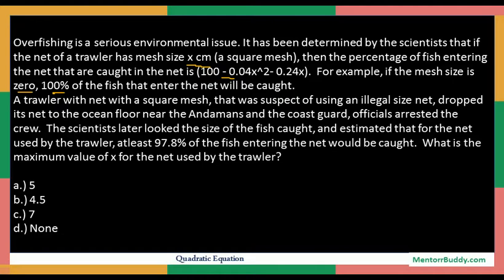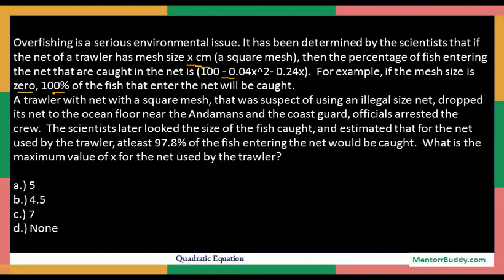A trawler with a net with a square mesh, suspected of using an illegal size net, dropped its net into the ocean floor near the Andaman, and the Coast Guard officials arrested the crew. The scientists later looked at the size of the fish caught and estimated that for the net used by the trawler, at least 97.8% of the fish entering the net would be caught. What is the maximum value of x for the net used by the trawler?